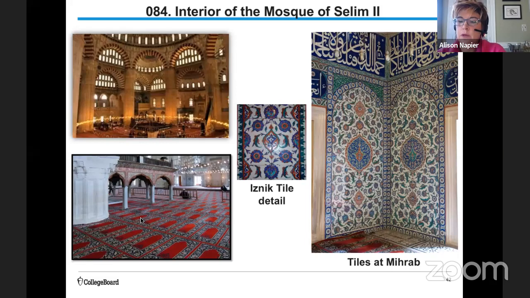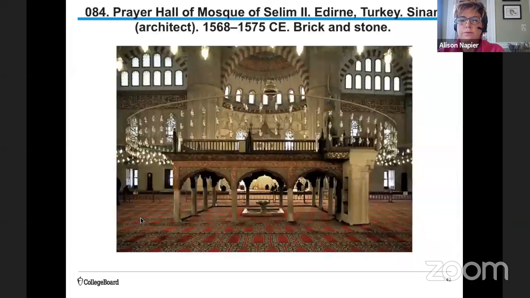The interior of the Mosque of Selim has been repainted over the centuries. We've seen some different restorations. The tile work, the Islamic tile on the mihrab, is largely untouched and original to the site. We see the large open floor under the dome for prayer. And of course, you would orient yourself to the direction of Mecca, to the mihrab.